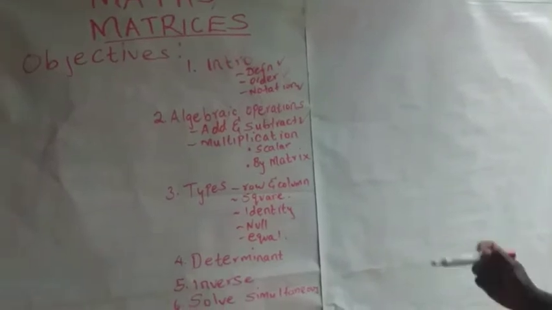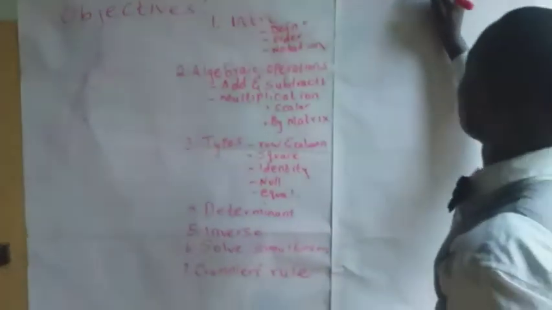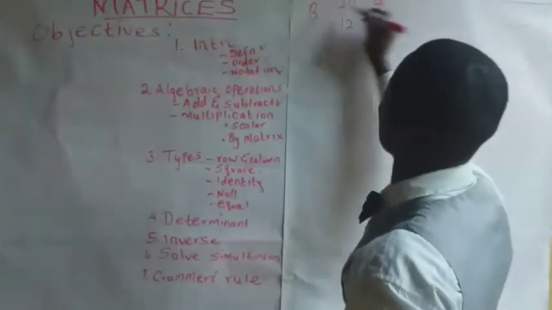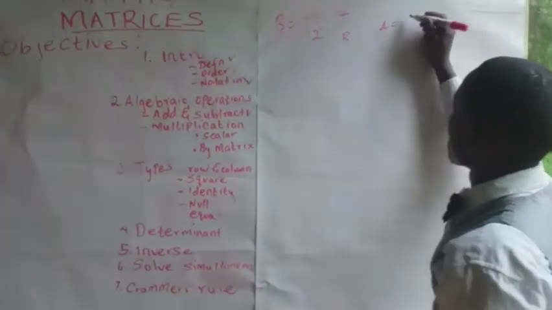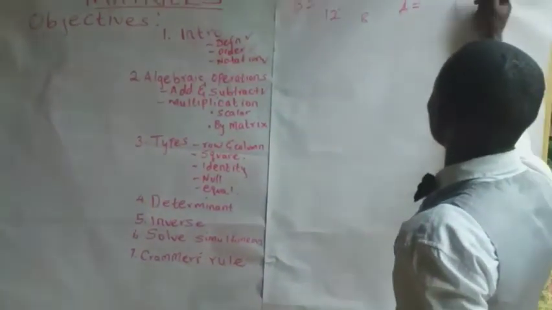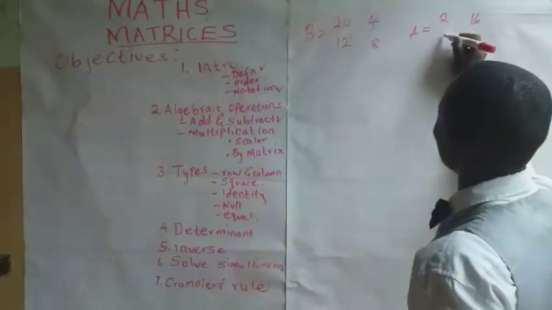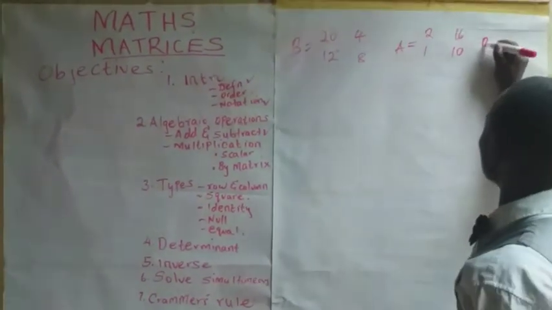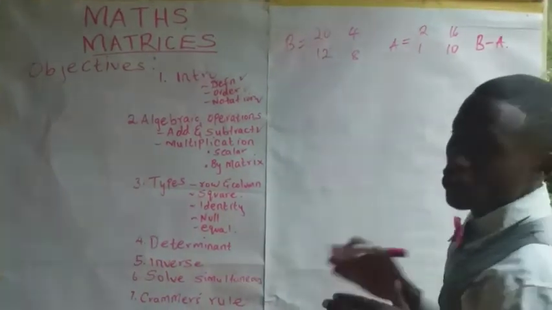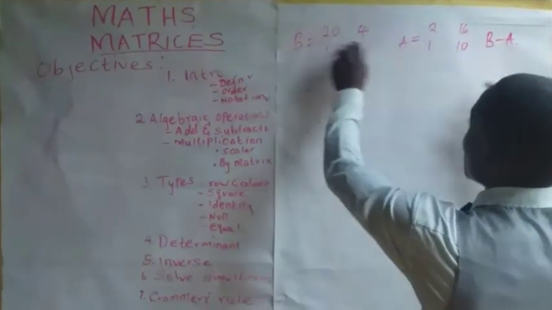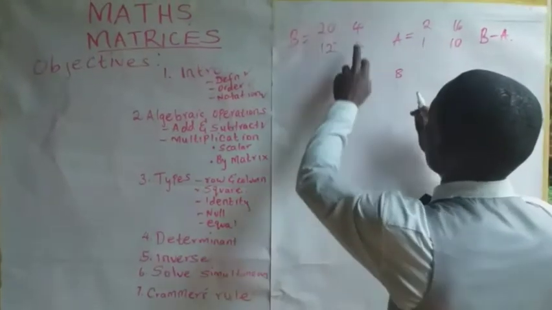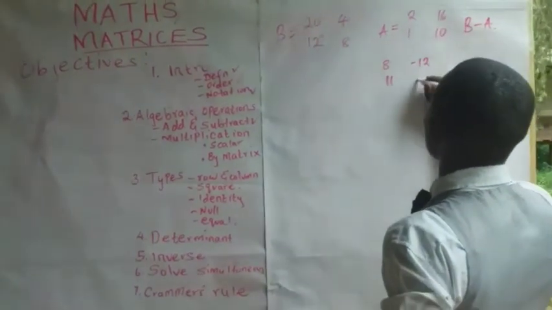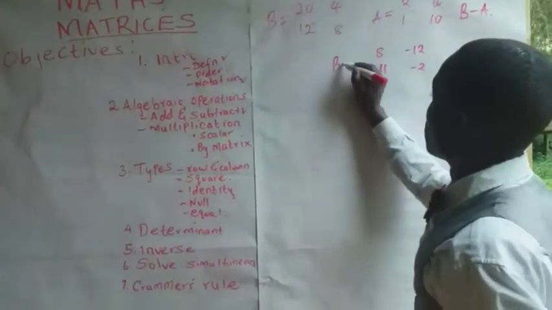I'll go to subtraction of matrices. You can simply subtract matrices this way. If I'm given matrix B as 20, 12, 4, 8, and matrix A as 2, 16, 1, 10, and I'm told to give matrix B minus A, I'll simply go the way I did addition. B minus A: 20 minus 2 is 18, 4 minus 16 is negative 12, 12 minus 1 is 11, and 8 minus 10 is negative 2. So this will be matrix B minus A.